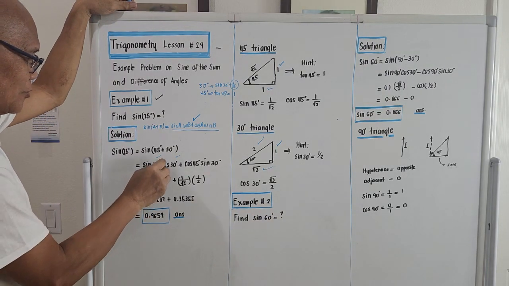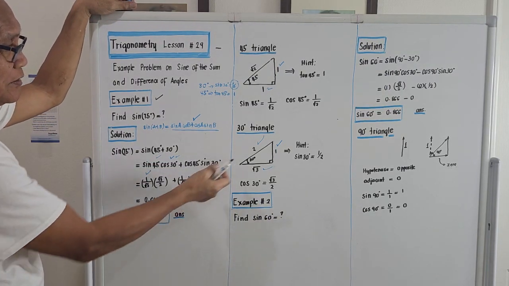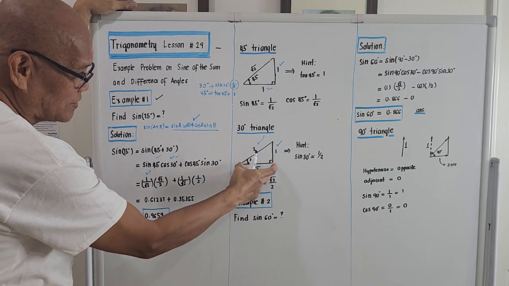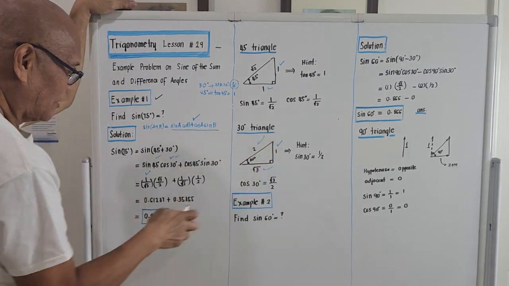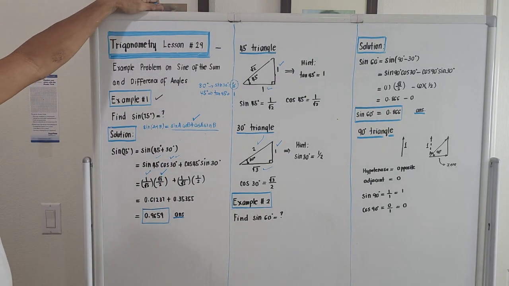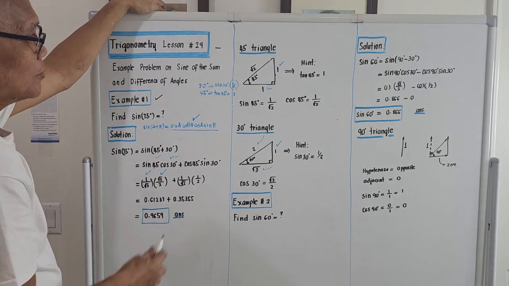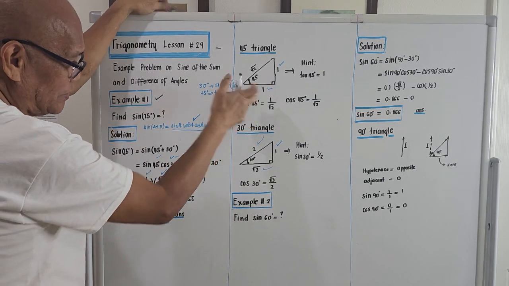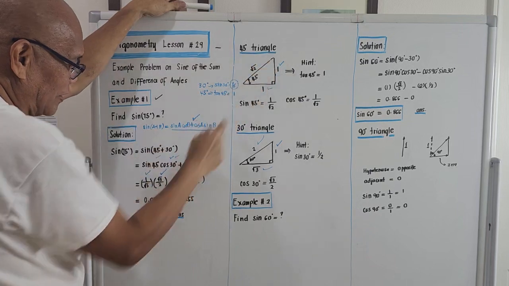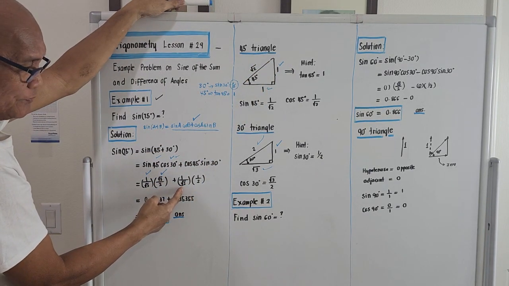And what is the cosine of 30 degrees? I go back to the 30-degree triangle. Cosine is adjacent over hypotenuse. That will be square root of 3 over 2. Right? And what is cosine of 45 degrees? Cosine is actually adjacent over hypotenuse. So again, this is 1 over square root of 2.